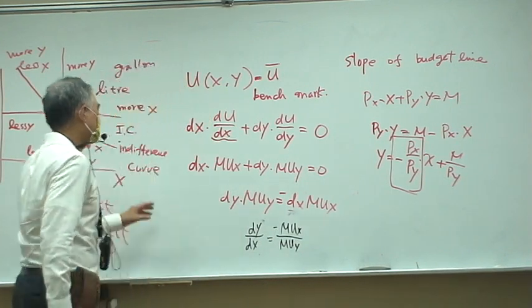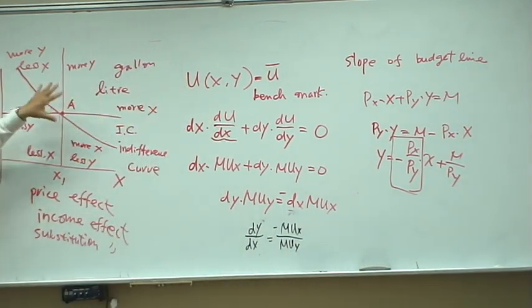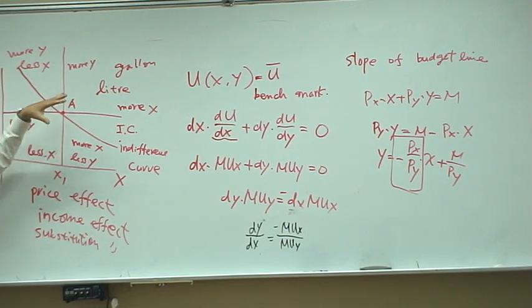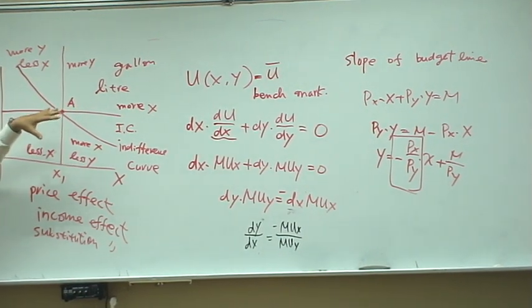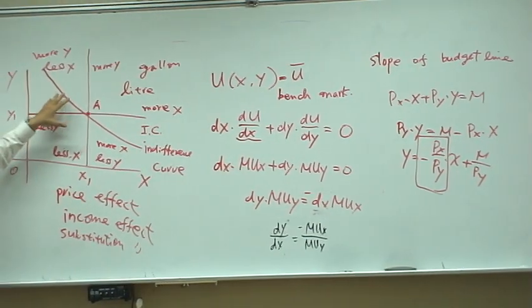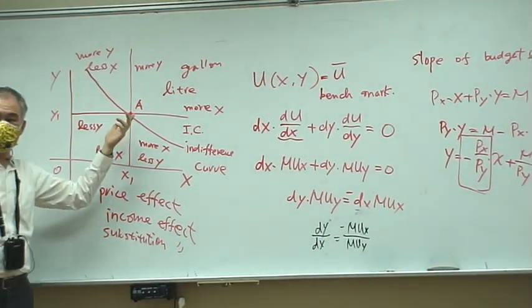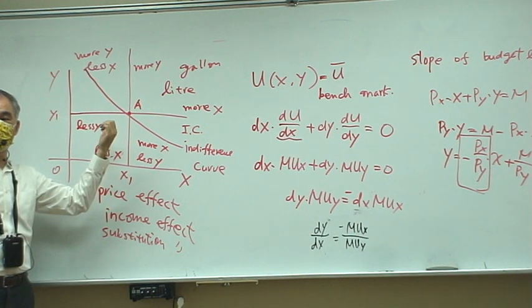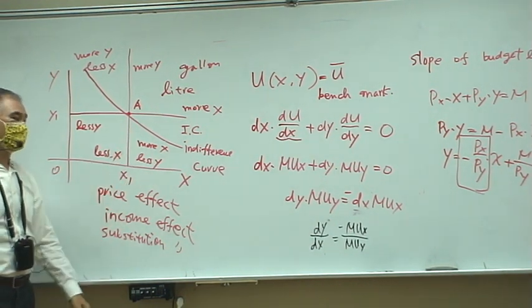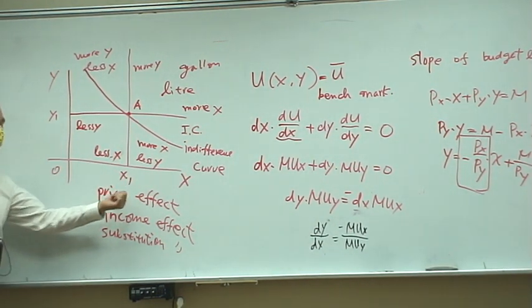But then we talk about the indifference curve here, right? Here is the subjective value of the consumer, okay? How important in his mind is X, or how important it is in his mind of Y. And so we talk about price effect, right?